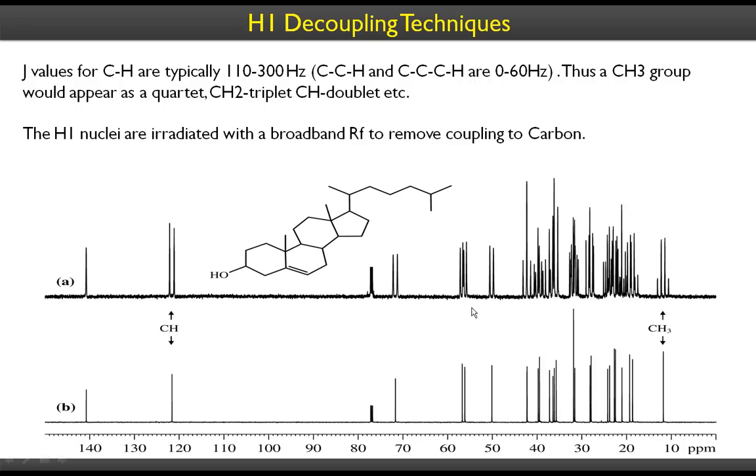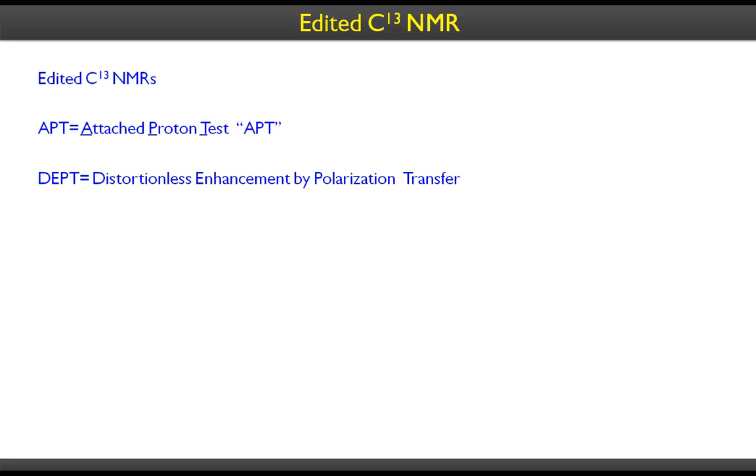So how do we get that information back? Let's say we need it. We don't have any other way to assign these carbons otherwise. So the scientists have come up with various techniques. These are called edited C13 NMRs. There are quite a few of them. They can be broadly classified into 2 types, APT and DEPT. APT is an acronym for attached proton test. DEPT is an acronym for distortionless enhancement by polarization transfer.